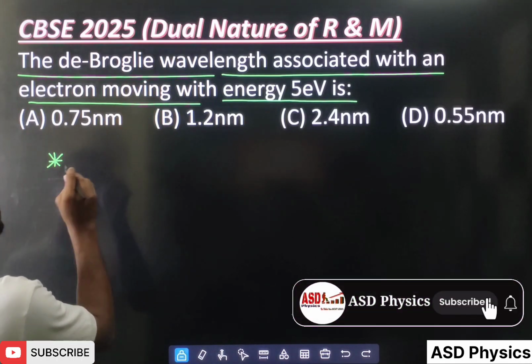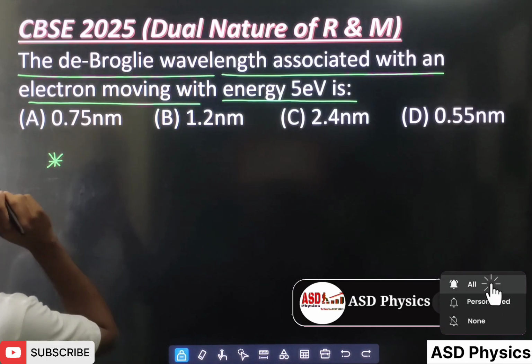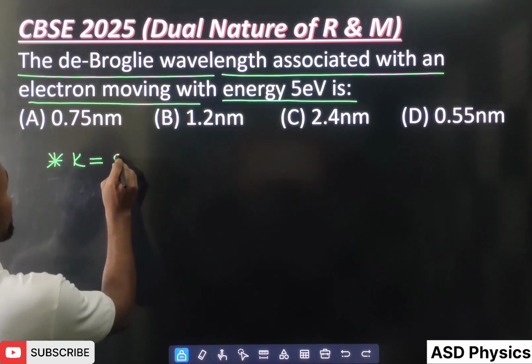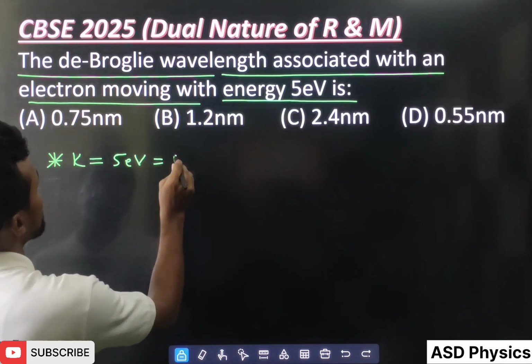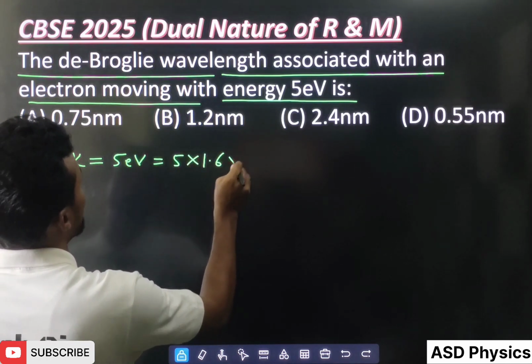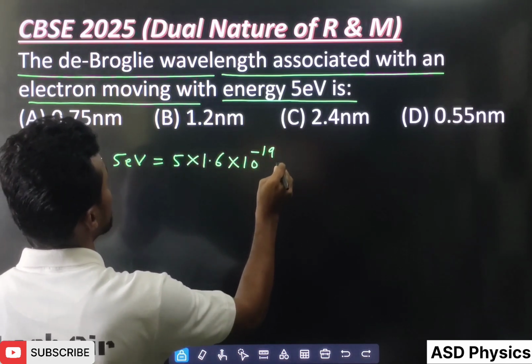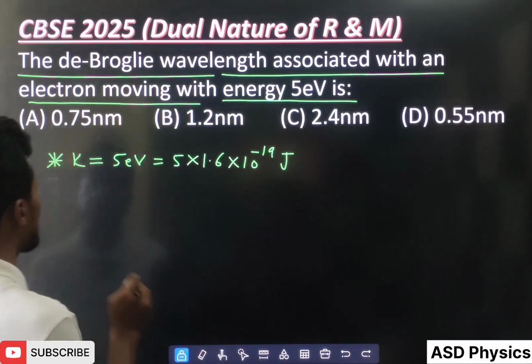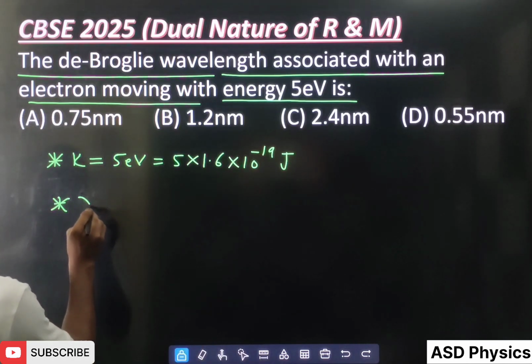You can see very well, students. The energy of the photon is given. K, I will write here K. It is given as 5 electron volt. So we can write here 5 into 1.6 into 10 to the power minus 19 joule. I am solving everything in SI units. Okay. After that, no other data is given.